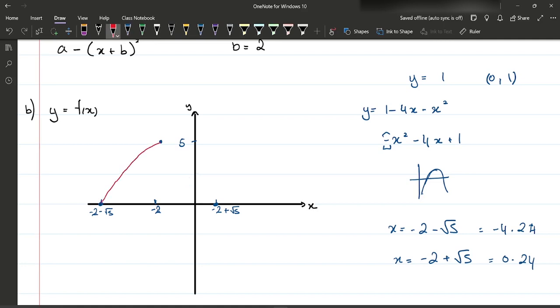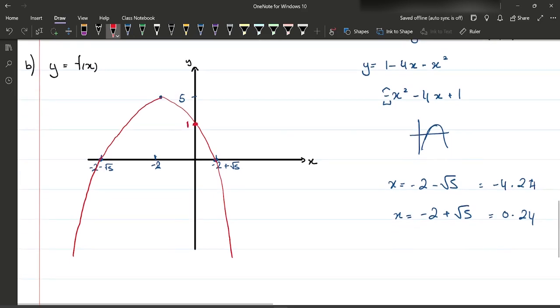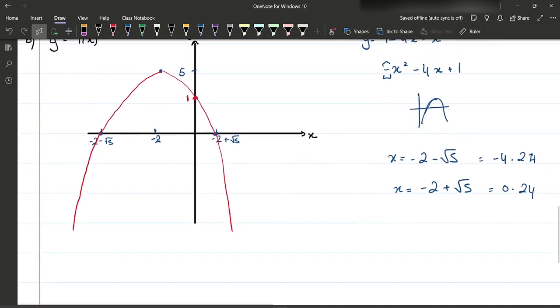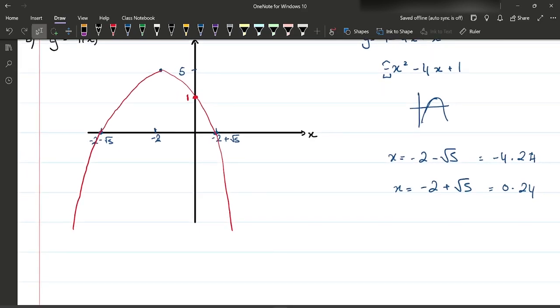So a bit like this. I'm going to add that on later. Like this and like this. Let's just say this is 1. It doesn't have to be too accurate, but it's good enough. So this is our curve. Great. Okay, so the next part is y equals modulus of f of x.